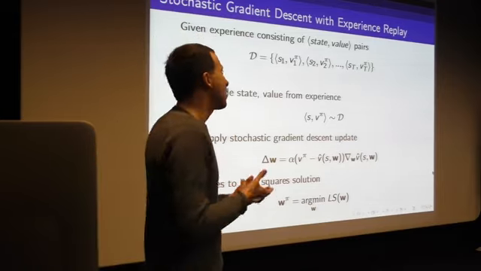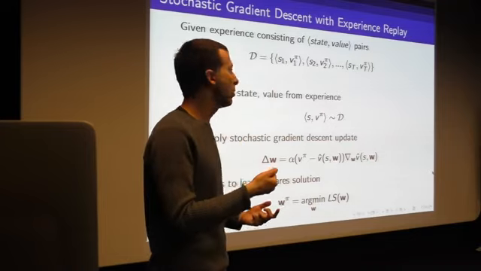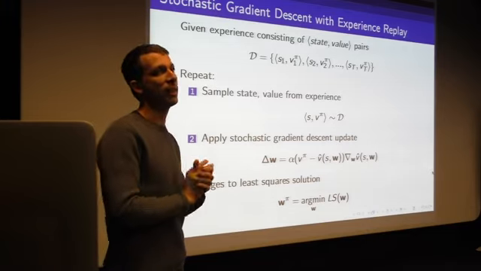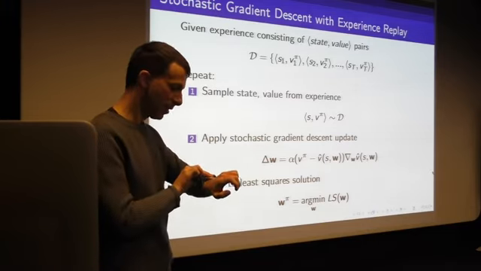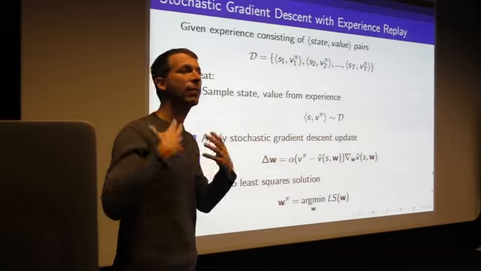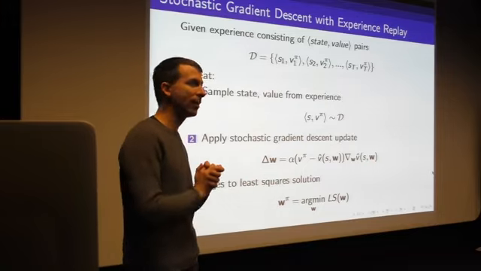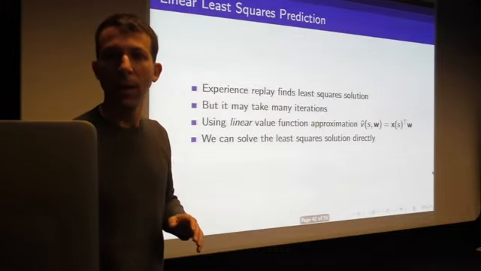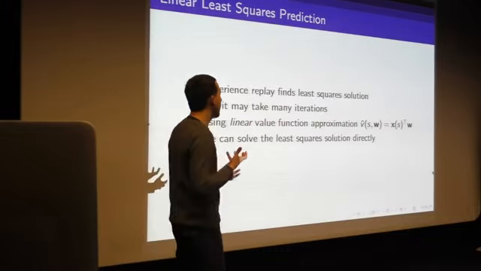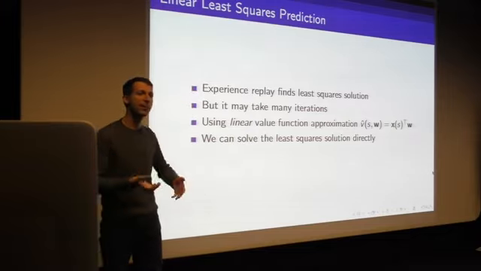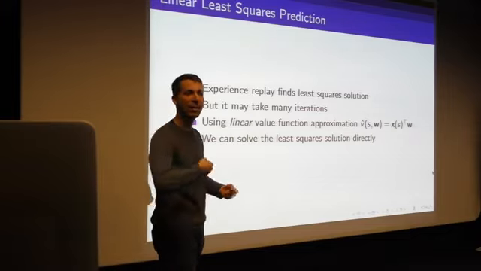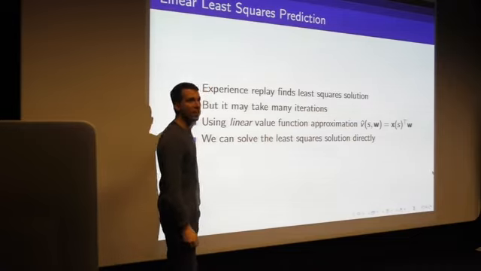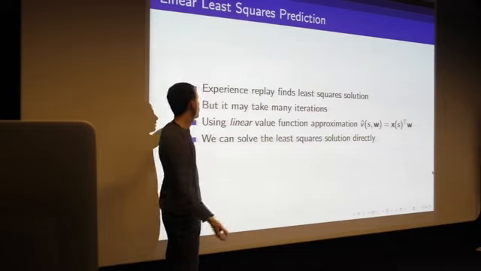But are there methods where we can jump directly to the least squares solution? The answer is yes, for the special case of linear function approximation. So in the remaining few minutes, I just want to give you a flavor of what that looks like. Why should we care about this? We have this method of experience replay. It's very effective. It's incremental. It's anytime. You do as much replay as you want, and you get closer and closer to the solution. But sometimes it can take many iterations to really get to that least squares solution.